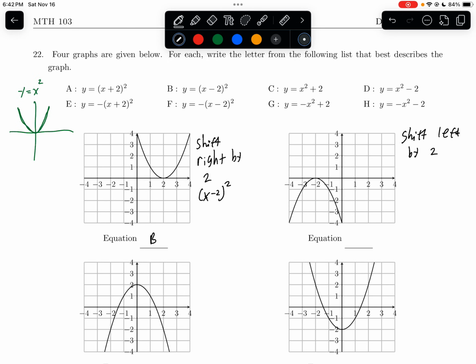It's going from 0 to 2. Again, referencing y equals x squared. And then I also reflect it. It's now going the other direction, reflected over the x-axis. And if I want to reflect it over the x-axis, I have to multiply the function by -1. And so this is negative x plus 2 squared, which is option E.